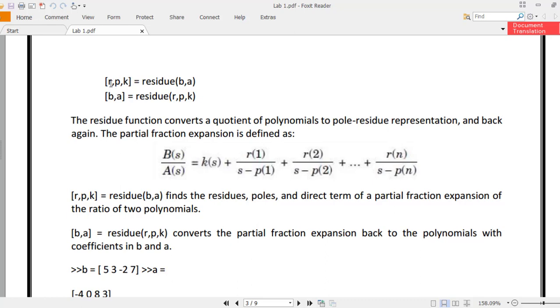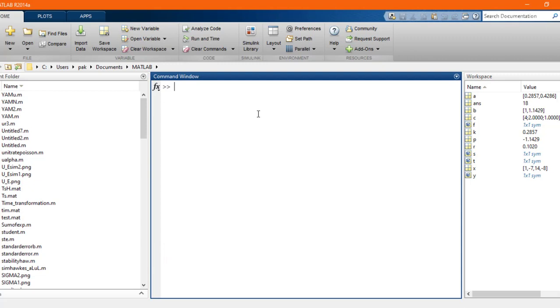You should know that RPK means the roots, the poles and the gain K, the DC gain K. So R is basically the root of each partial fraction. P refers to the poles of each partial fraction, and K refers to the DC gain. Similarly, B and A are simply the numerator and the denominator. So let's have a look over here. We'll just use the residue function.